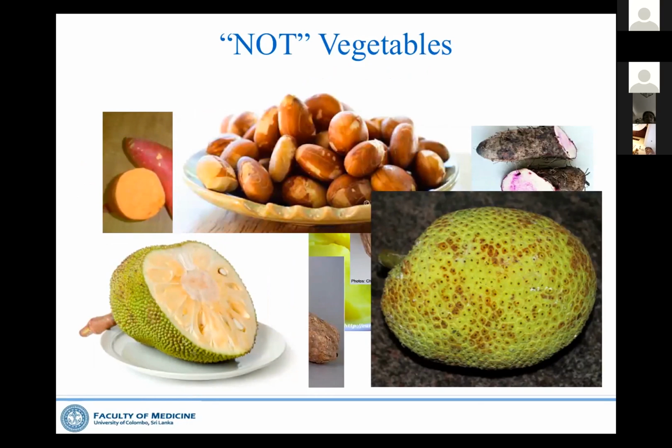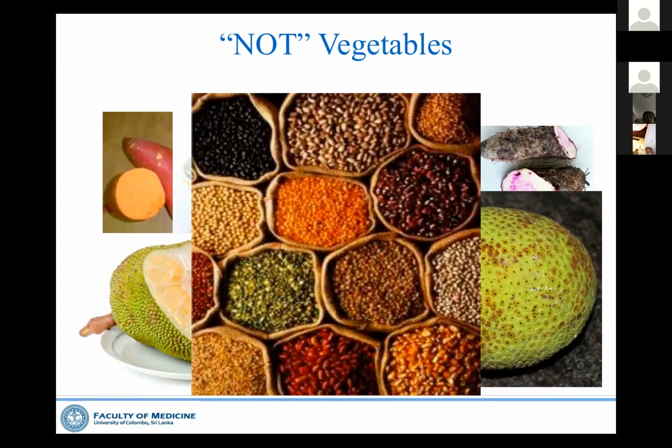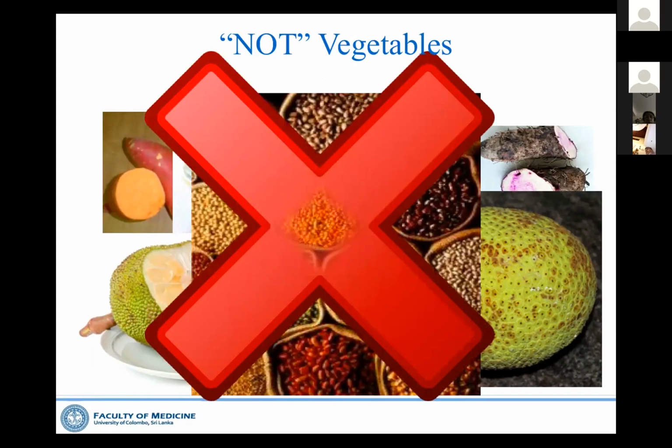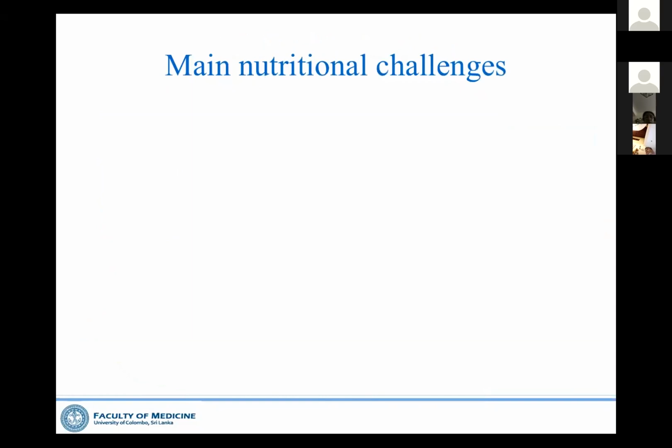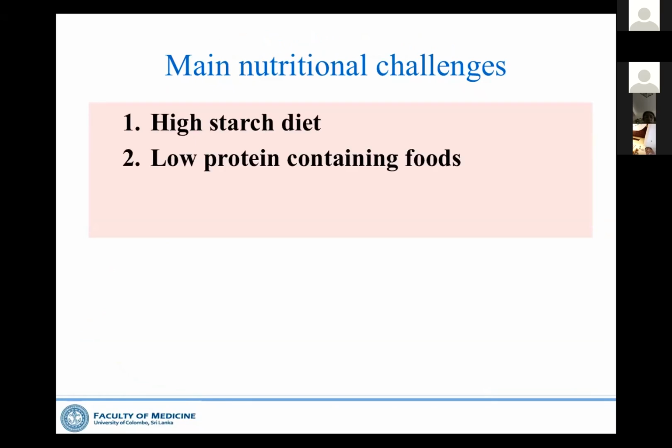All pulses are pulses; they are not vegetables. They also provide mainly carbohydrate and some amount of protein. So this is another issue we have to handle. During the latter part of my lecture, I'll give a solution for that also. So we have 3 nutrition challenges. One is we consume a high starch, high carbohydrate diet, and we consume a lesser amount of protein and probably low vegetable intake also. So our solution should address these 3 nutrition challenges.